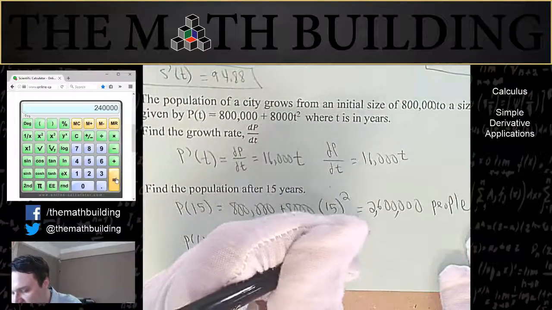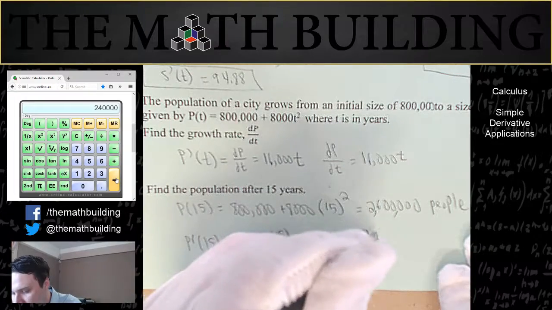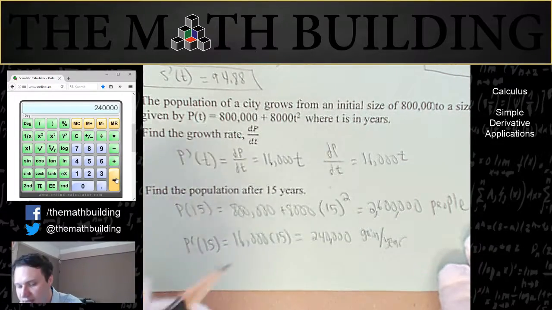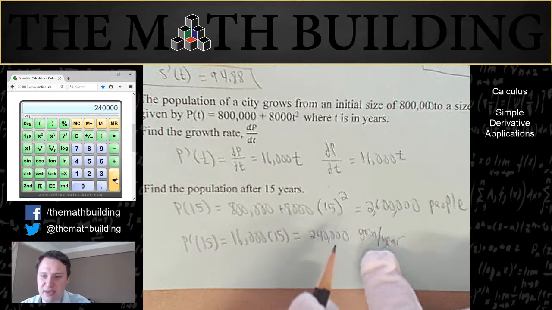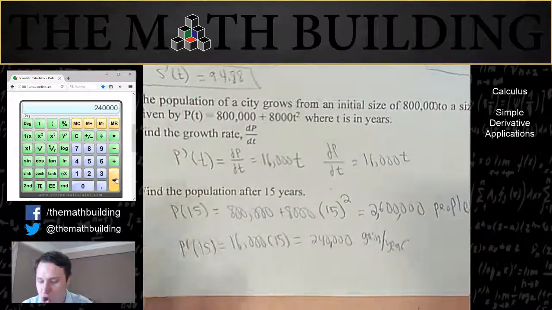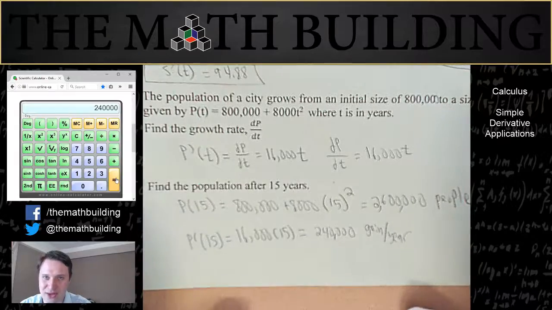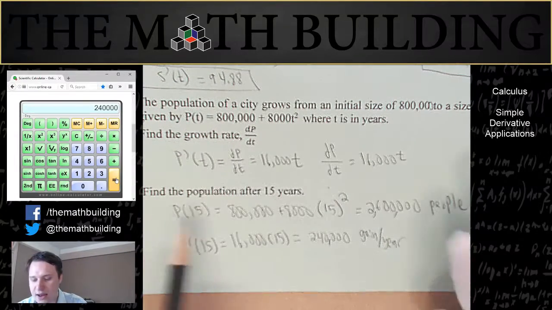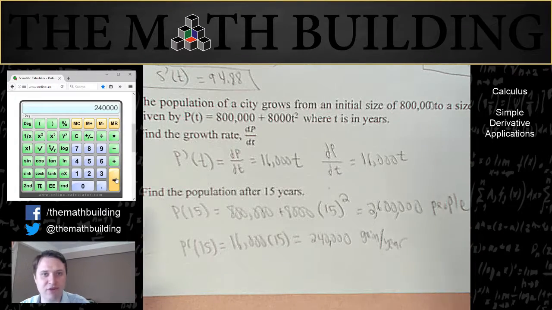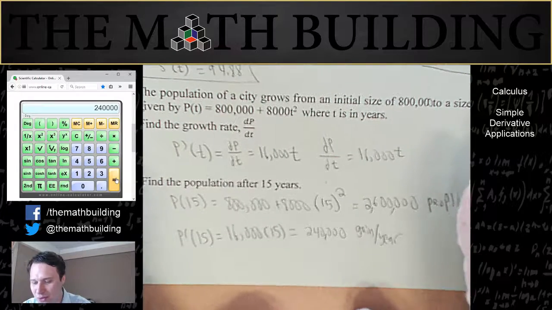So in other words, this is the gain per year at the 15th year. So this is how much we gained in the 15th year, the instantaneous rate of change, whereas this is the population at the 15th year. So remember, derivatives are rates of change, and our parent functions, our starting functions, are what the actual amount will be. So hopefully these applications make sense to you.